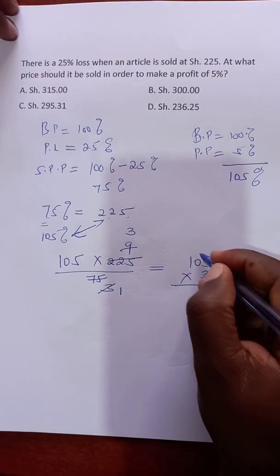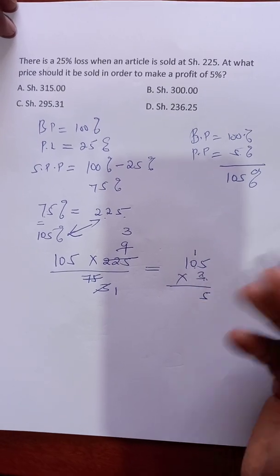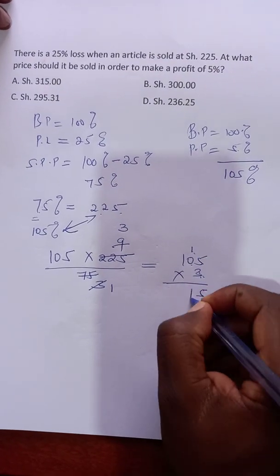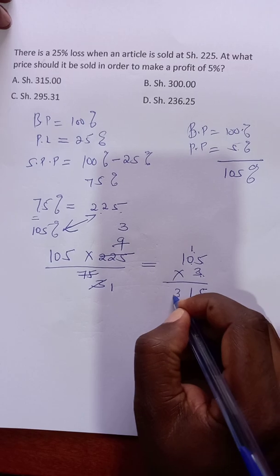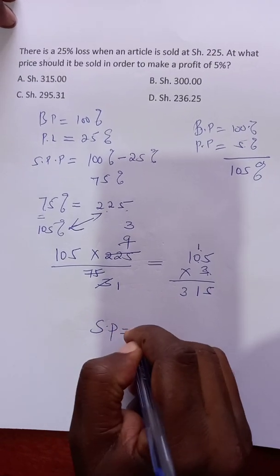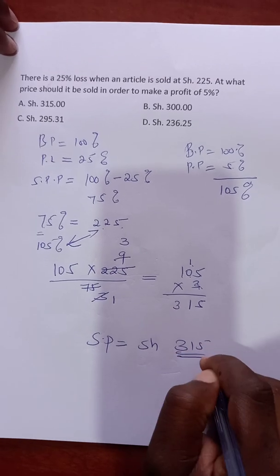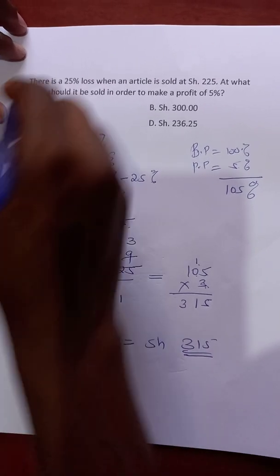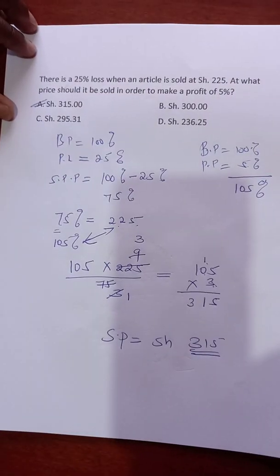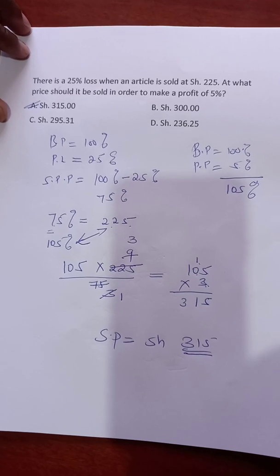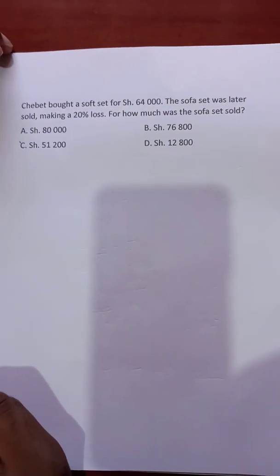5 times 3, 15. You write 5, carry 1. 3 times 0, 0. Plus 1, 1. 3 times 1, 3. So our selling price will amount to shillings 315. So learners, our correct answer is A. Hope that you are getting the questions as they are calculated.